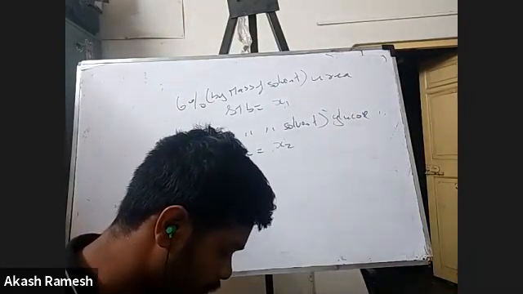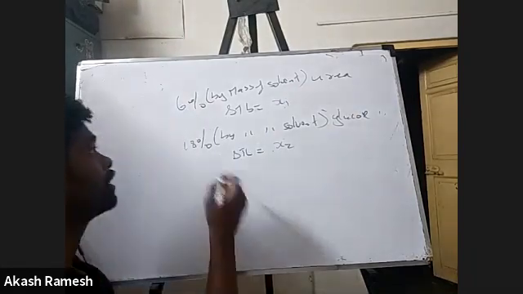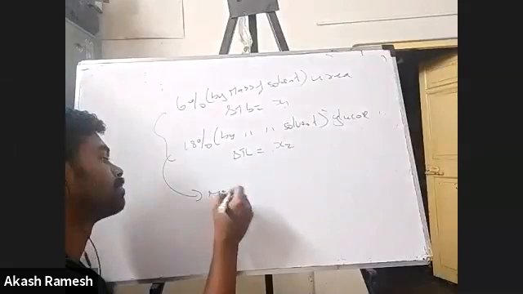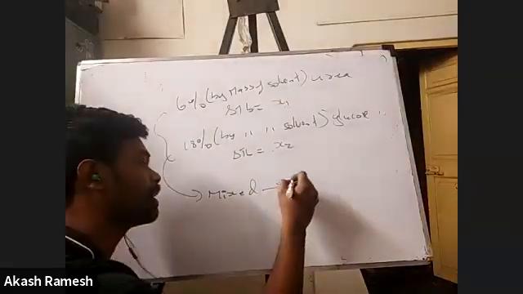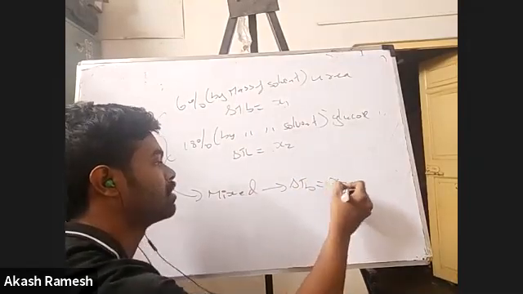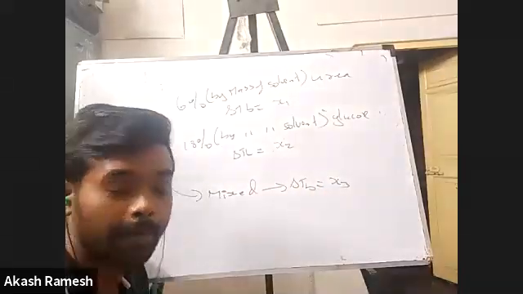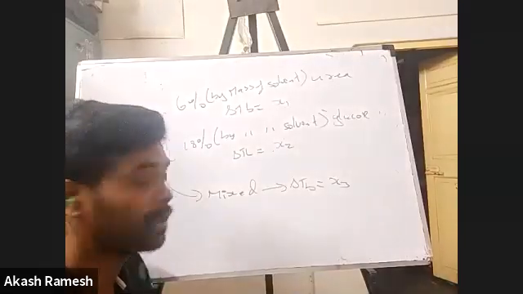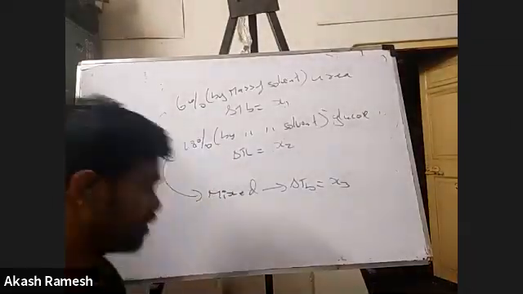Now, when both the solutions are mixed, I have the elevation in boiling point as x3. Now the question is, you have to find the relationship between x1, x2, and x3. The options are given like this.